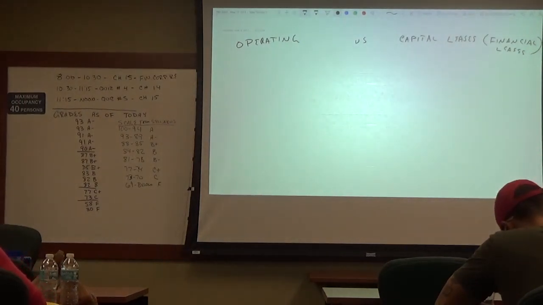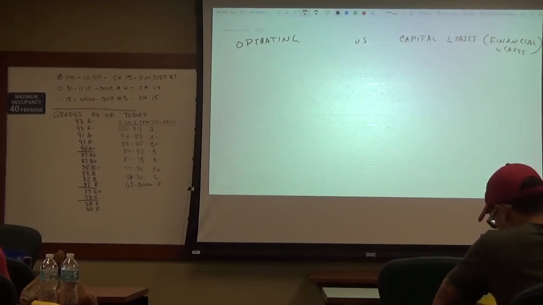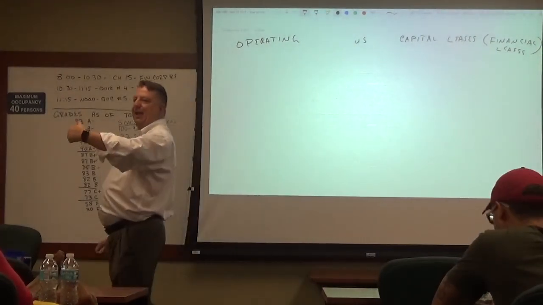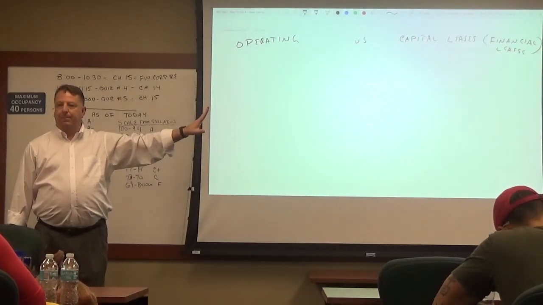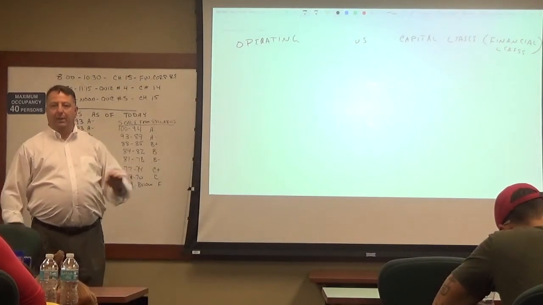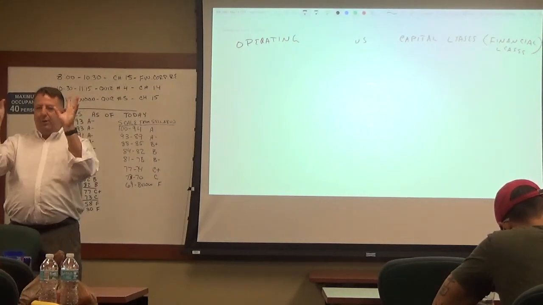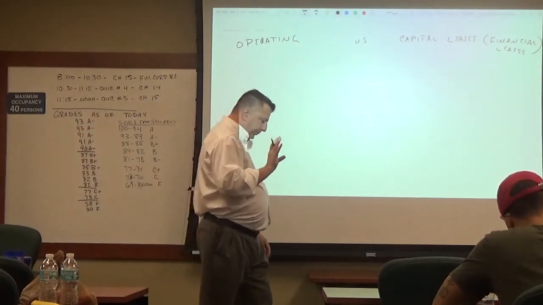Now you may stay there for the next 20-odd years, but you're not obligated to stay there for the next 20-odd years. Does that make sense? Okay, so from an accounting perspective, you are not tying up long-term obligations on your balance sheet. That's the operating lease. Now that's oversimplifying it, but that hopefully puts it into your head in the right way.